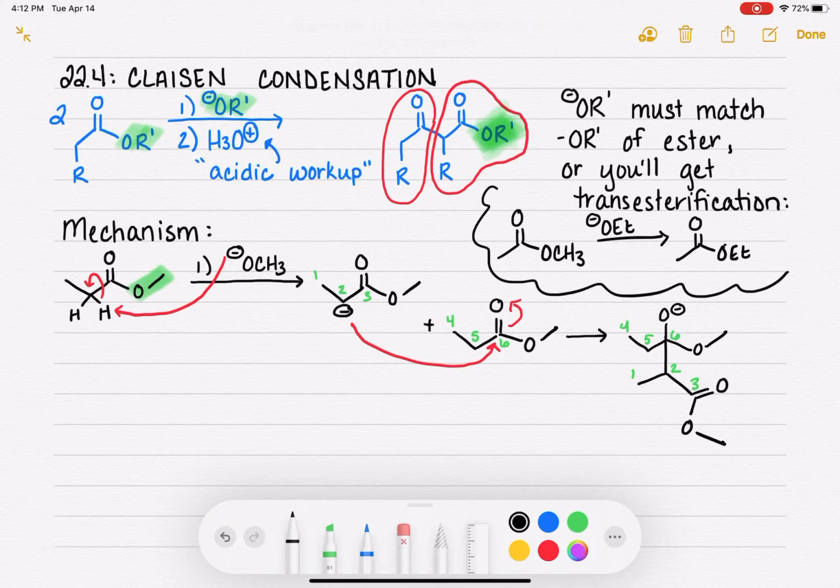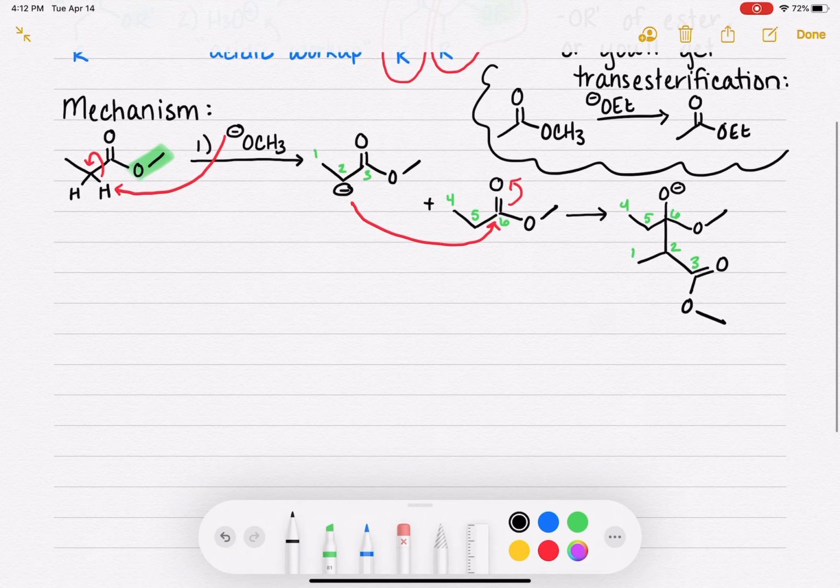Now this is where the reaction is going to be different from an aldol reaction. In an aldol reaction, the next thing that we do is protonate the O minus. But that is not what happens in Claisen condensation. In the Claisen condensation, the next step is that the oxygen, the negative charge, comes down and recreates that double bond, and it kicks off our OR group as a leaving group.